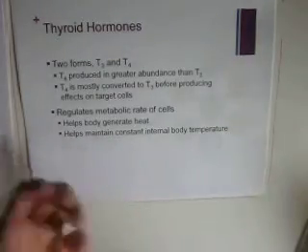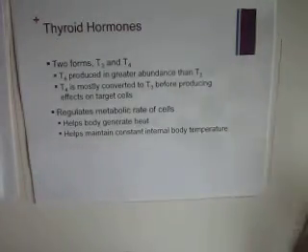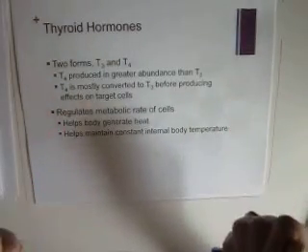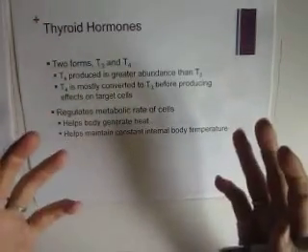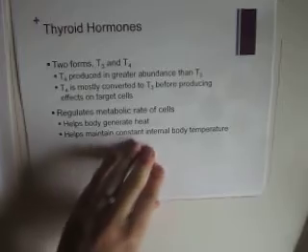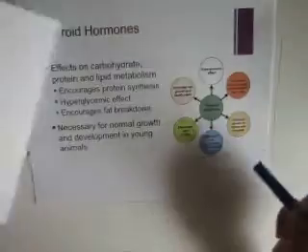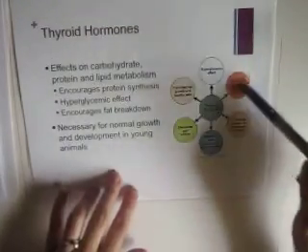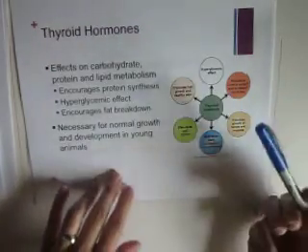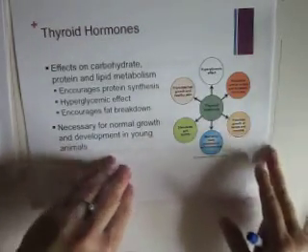So the thyroid hormone, in essence, its target is all body cells, and in general it's involved in growth, metabolic processes, and regulation. So the thyroid hormone has many effects. As you can see here from this diagram, look at all the things it can do.